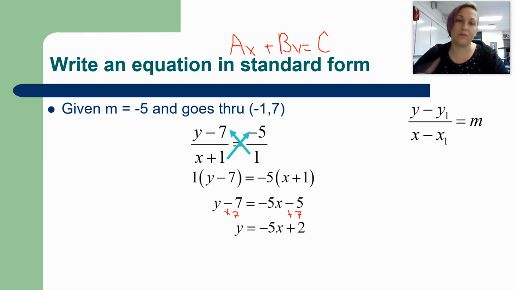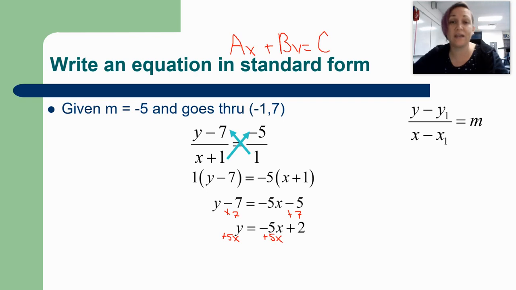If we look back up at the top of the screen, standard form has the x and the y both on the left-hand side of the equal sign, and then the constant, the number without a variable, is on the right-hand side. Right now in our equation, I've got the y in the right spot, and my constant in the right spot. The only thing that's not in the right spot is the letter x. So my next step is I'm going to have to move my x to the other side. So I'm going to add x.